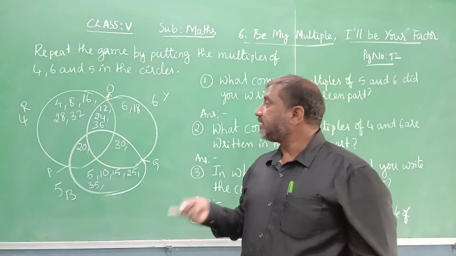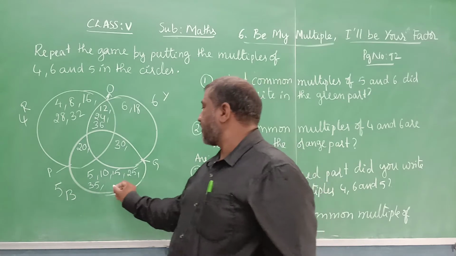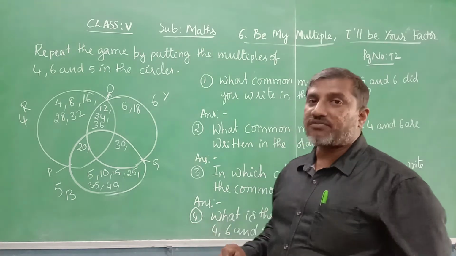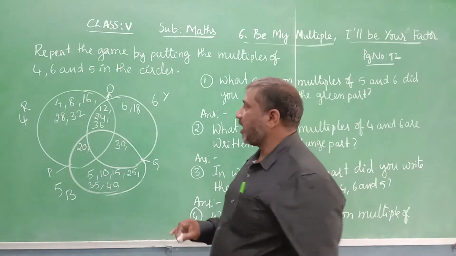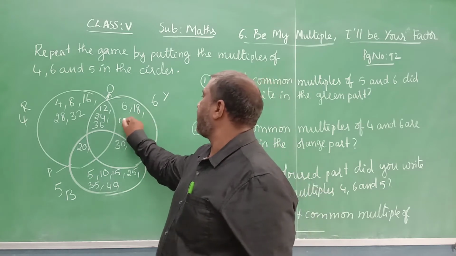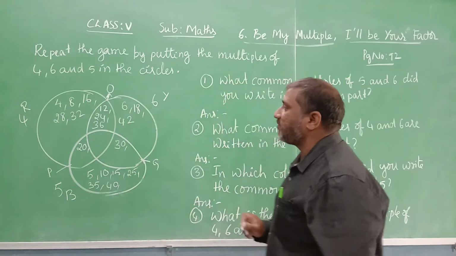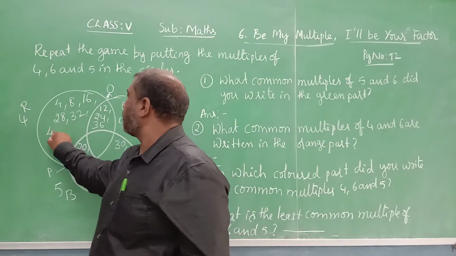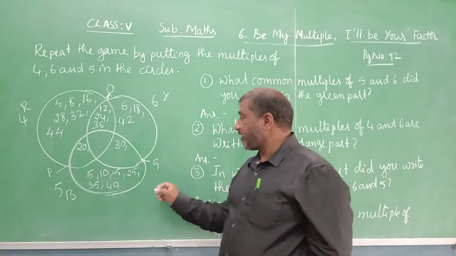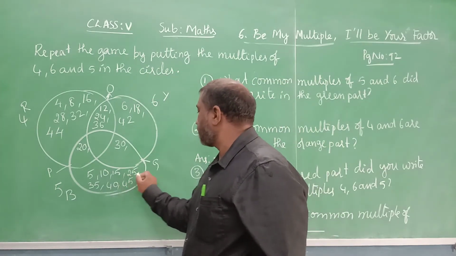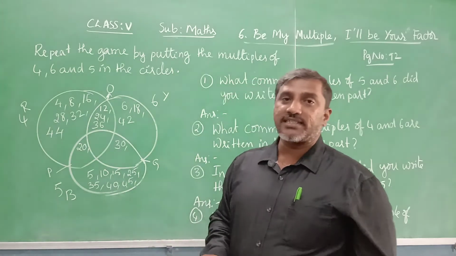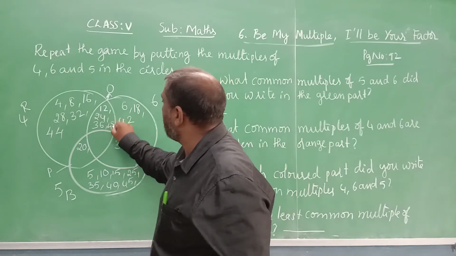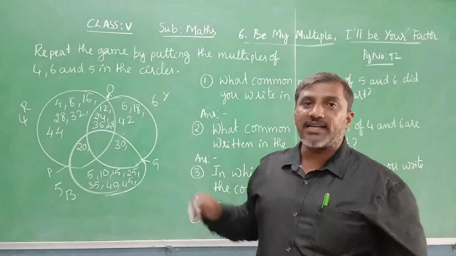37, 38, 39, then 40, yes. 40 is a multiple of 5. 41, no. 42. 42 is a multiple of 6. Then 43, no. 44. 44 is a multiple of 4, write in the red circle. 45 is a multiple of 5. Then 46, no. 47, no. 48. Again 48 is a multiple of both 4 and 6, write in that common part.